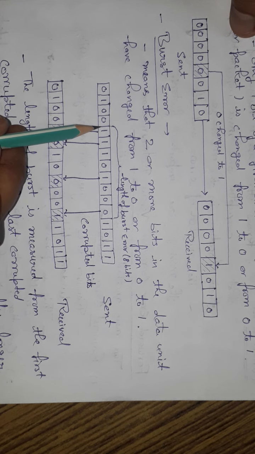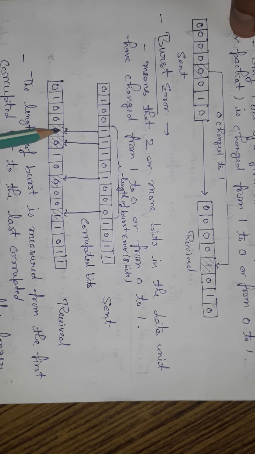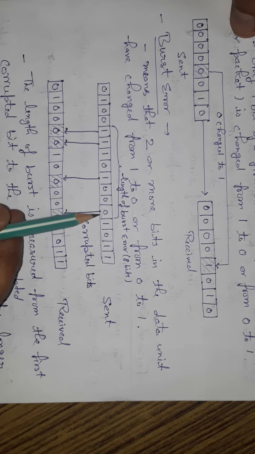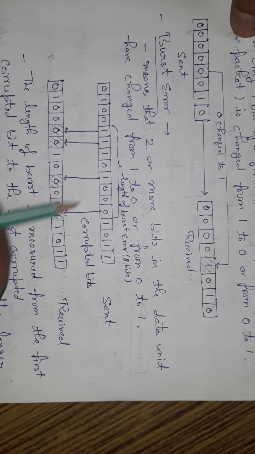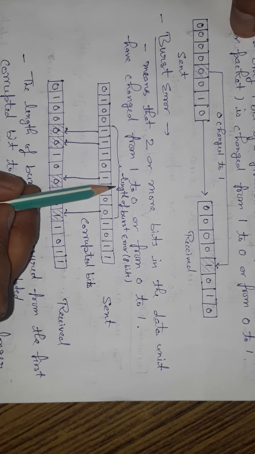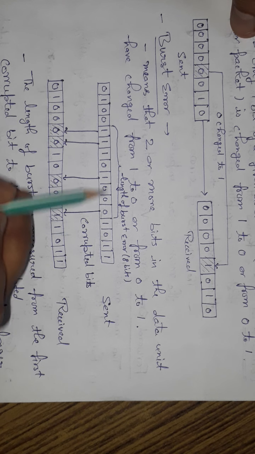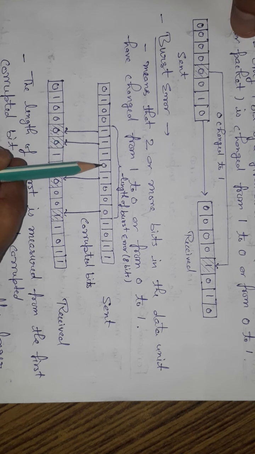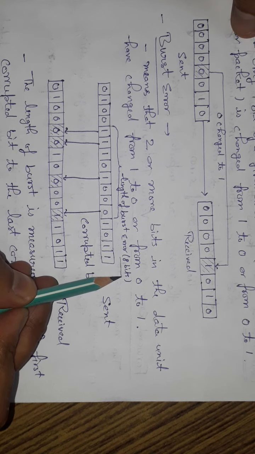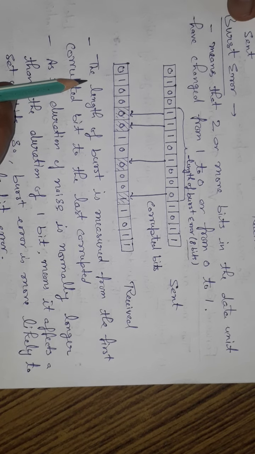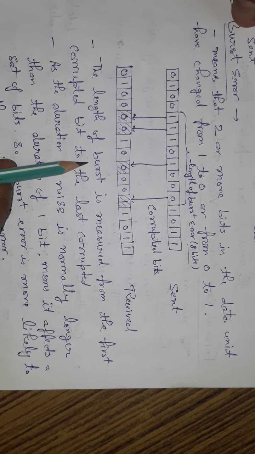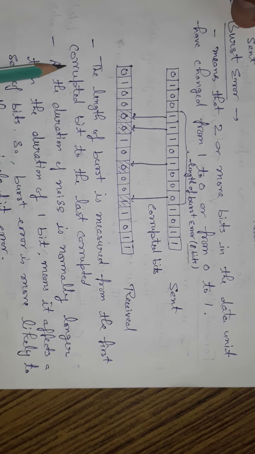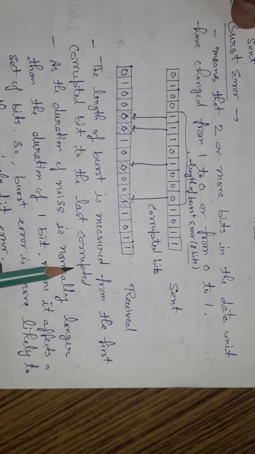This one is the starting bit which has changed, the corrupted starting bit, and this one is the corrupted end bit. This one complete block is known as the length of burst error. It is 1 2 3 4 5 6 7 8, so 8 bits. The length of burst is measured from the first corrupted bit to the last corrupted bit.